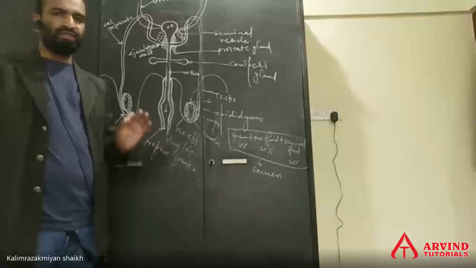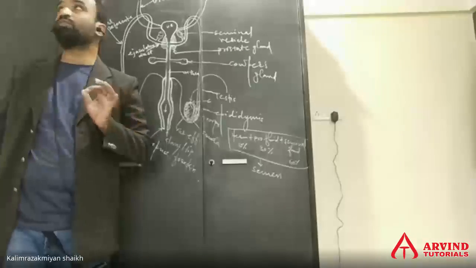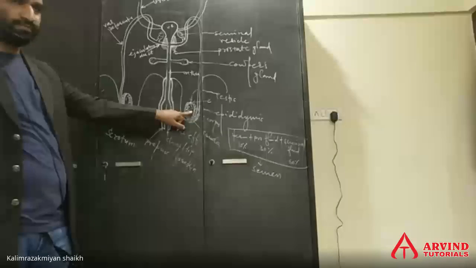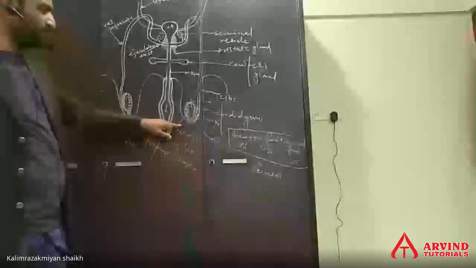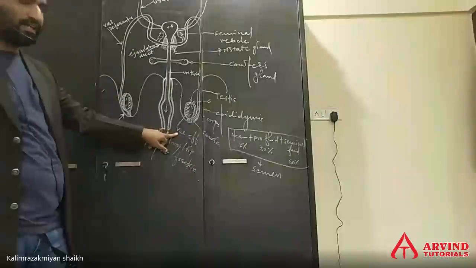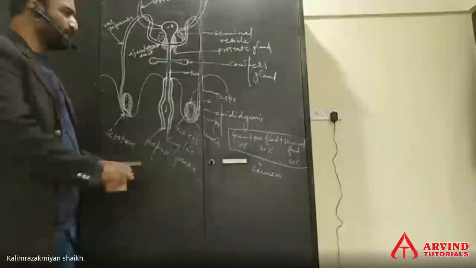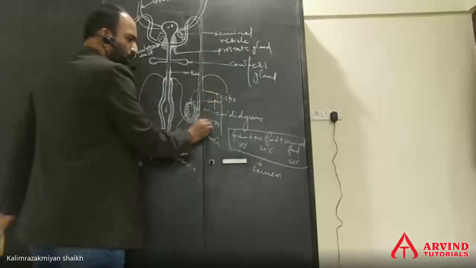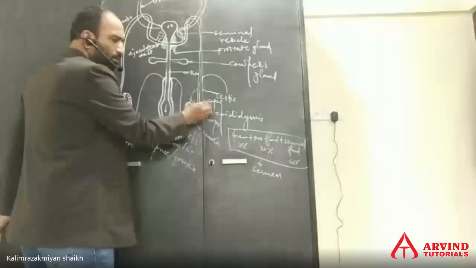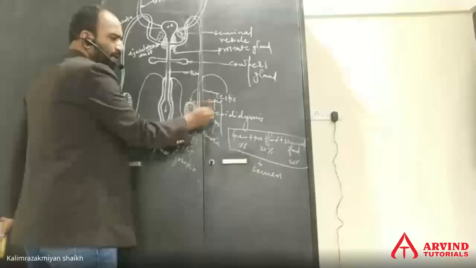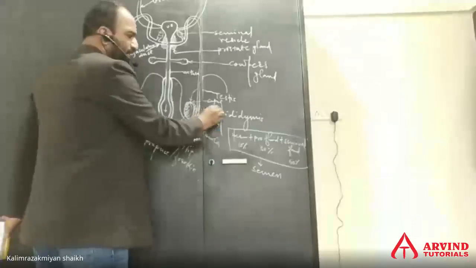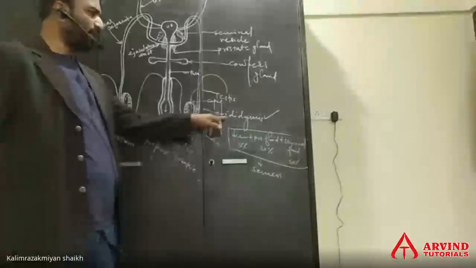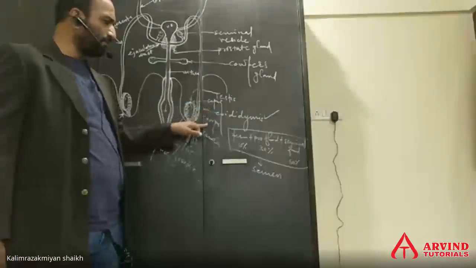Once again I will repeat the path through which sperm travel. Testes produce sperm. From the testes, the sperm enter the vasa efferentia. From the vasa efferentia, sperm enter the caput, corpus, cauda. Head, body, tail. These are collectively called the epididymis. So the epididymis is divided into three parts: caput, corpus, cauda.